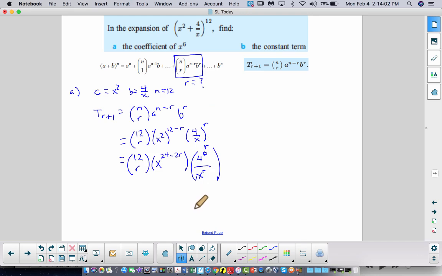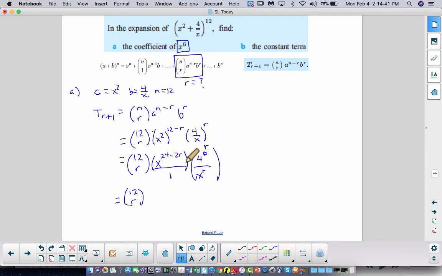All right. Now, we are looking for the coefficient of x to the 6th power. So I really only need x here. What do I mean by that? Well, let's take a look at this. If I clean this up a little bit, 12 choose r, I think of this as over 1. It's a numerator times a numerator, denominator times a denominator. So I could think of this as 4 to the r times x to the 24 minus 2r over x to the r. 1 times x to the r is x to the r. Now, all I need is my x term, because 4 to the r is not going to produce another x. Neither is 12 choose r.